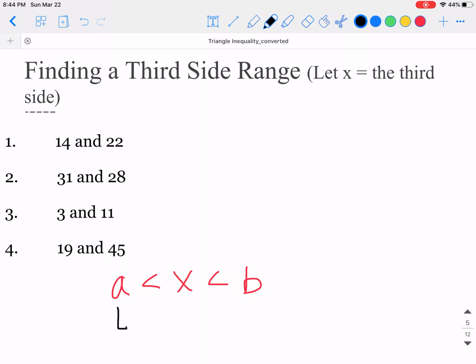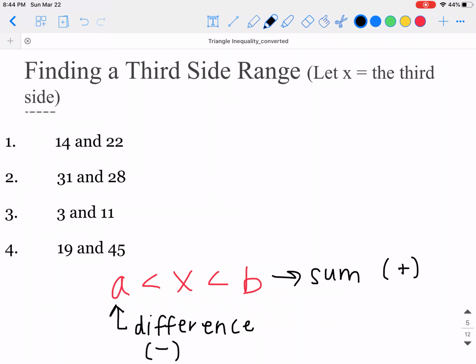So we're always going to use this inequality for finding the range of the third side. In this case, A represents the difference of our sides, so that's subtraction. And B represents the sum of our two sides, so that's addition. So we're always using this inequality when we're finding the range of the third side.